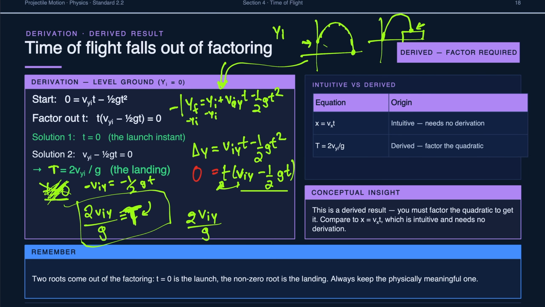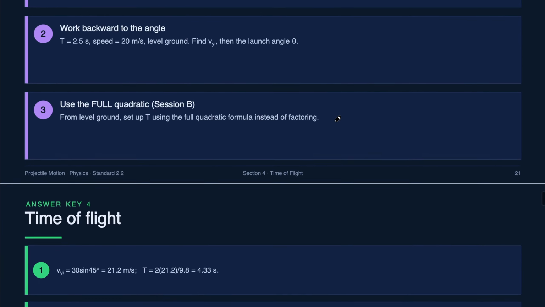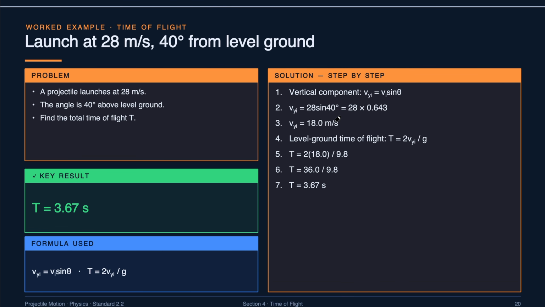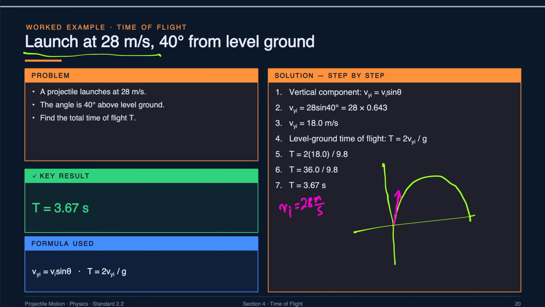Okay? All right. So now let's go over an example practice problem together. Launch at 28 meters per second. As always with projectile motion, draw the graphs. If I was to draw a velocity vector, my velocity initial would be 28 meters per second, at 40 degrees from level ground.